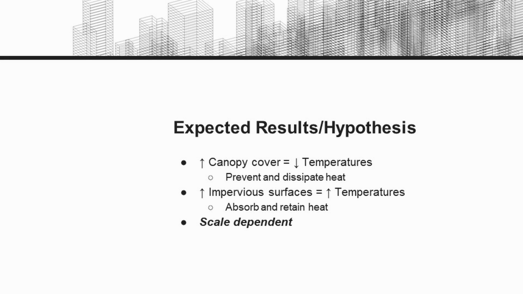Like every good researcher, Ziter et al. had some expected results and hypotheses they were testing, with the main ones being that increased canopy cover resulted in decreased temperatures, and increased area of impervious surfaces leads to increased temperatures.